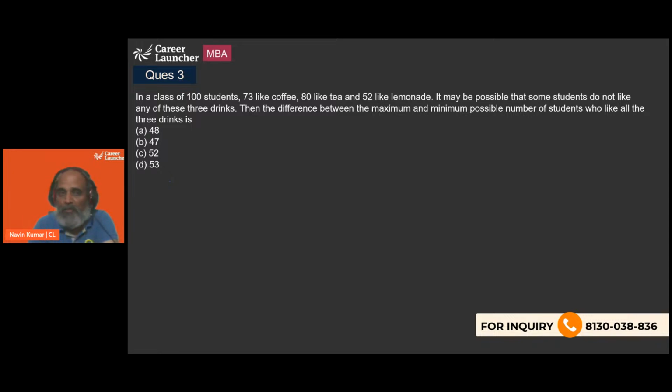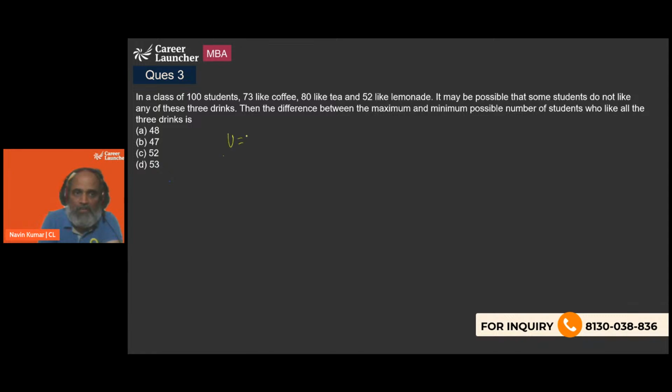Very, very little information is given. We are told the universal set. We are given the individual sets. We do not know the common region between coffee and tea, or between tea and lemonade. We do not know all three. Nothing is known. So drawing a Venn diagram is going to be a completely useless scenario. It won't help us at all.